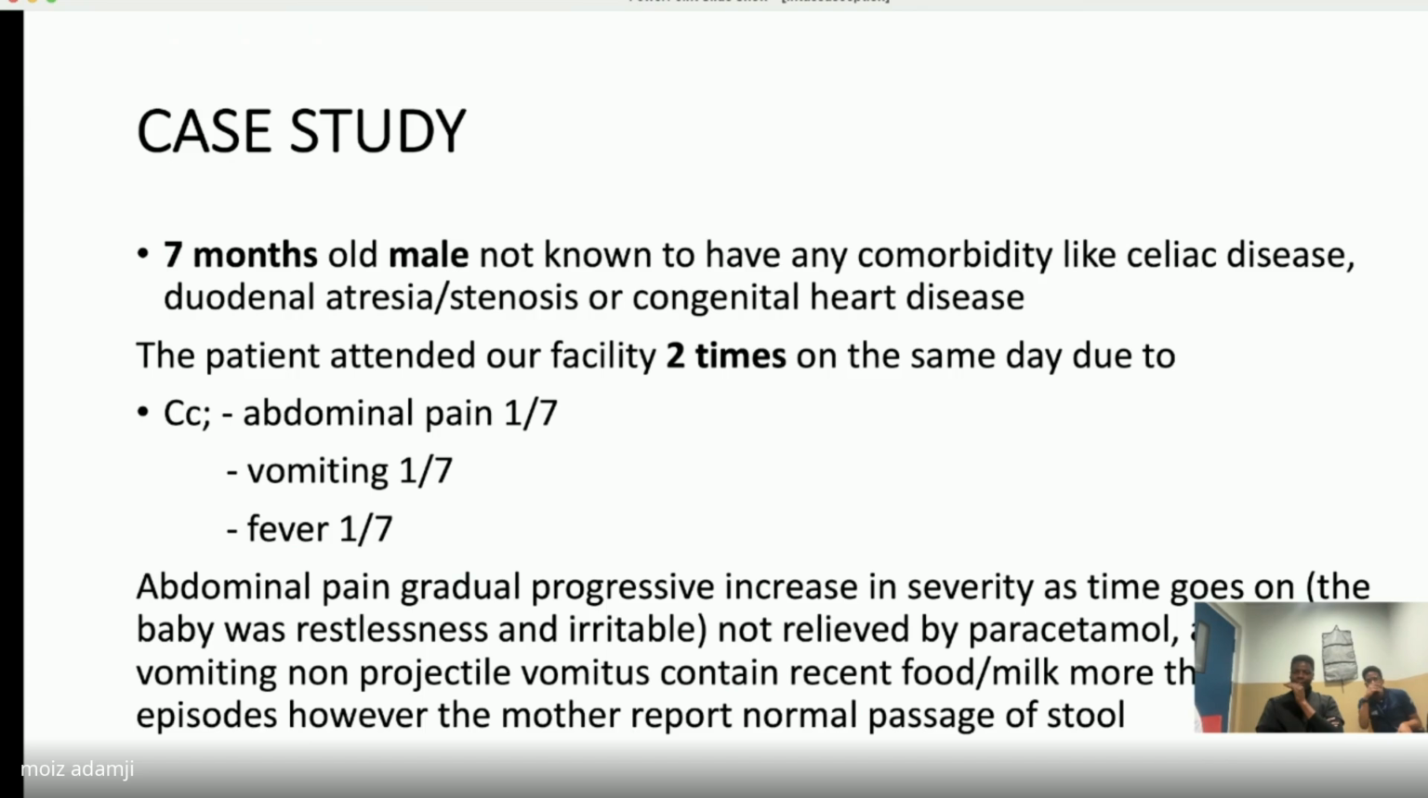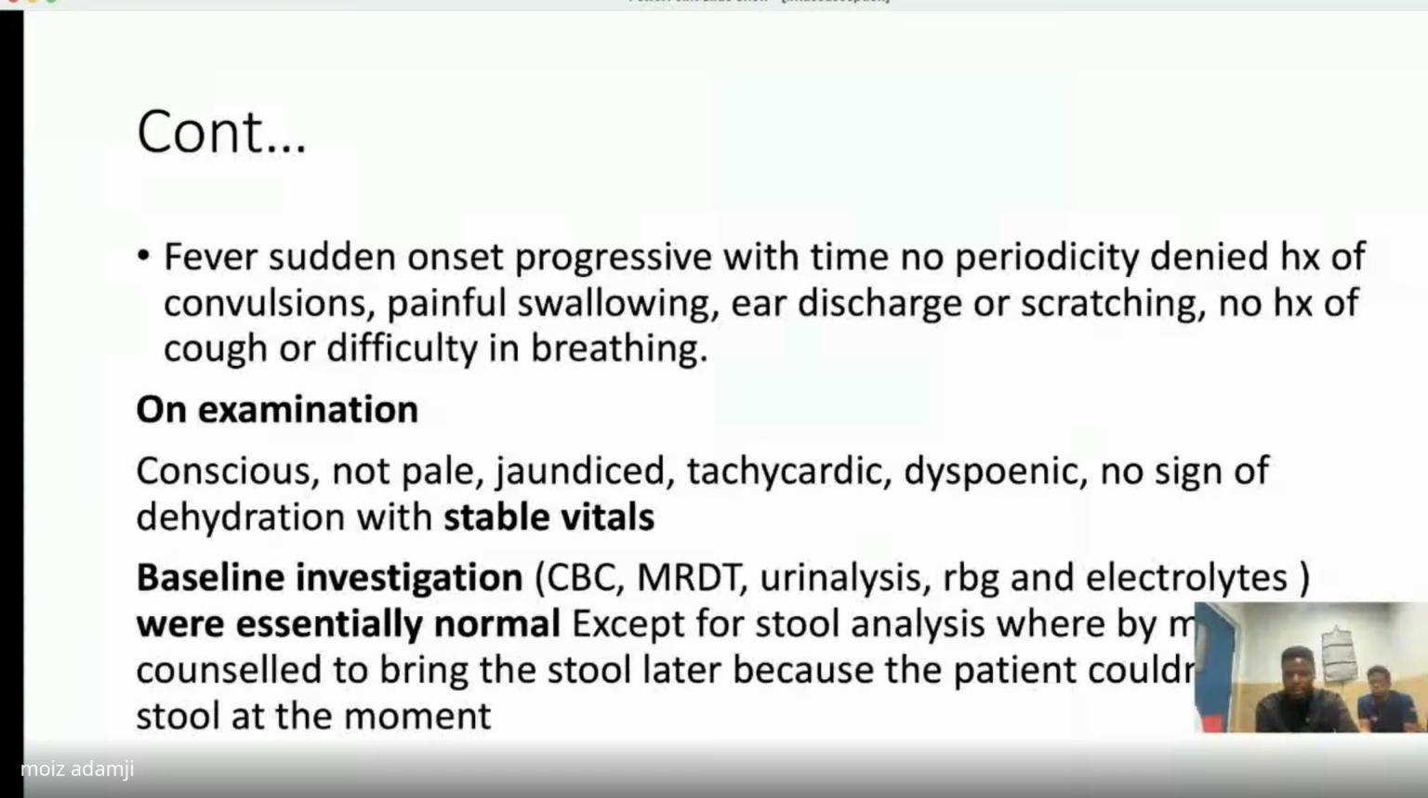The baby was very irritable and restless, not relieved by paracetamol, and it was associated with non-projectile vomiting, and the vomitus contained recent food and milk, more than 2 episodes. However, the mother reports normal passage of stool. The fever was of sudden onset, progressive, with no periodicity, no history of convulsions, painful swelling, ear discharge or scratching, and no history of cough or difficulty in breathing. On examination, the kid was conscious, not pale, not jaundiced, tachycardic, not dyspneic, with no sign of dehydration and stable vitals. Baseline investigations were done, which were essentially normal.